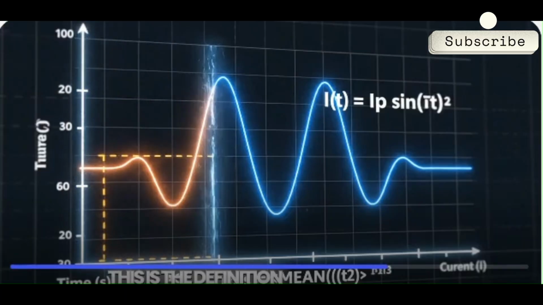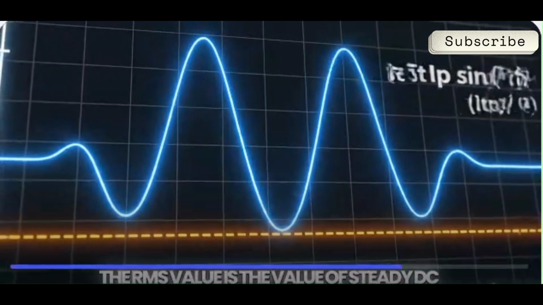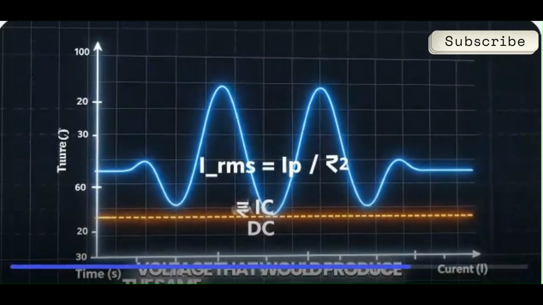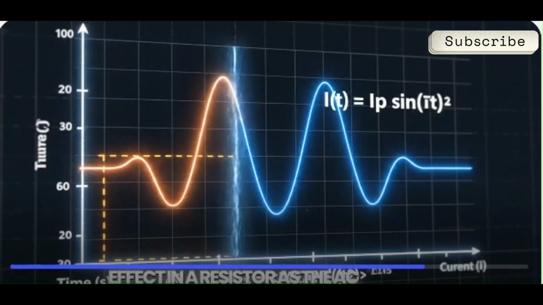This is the definition you must know. The RMS value is the value of steady DC voltage that would produce the same average power heating effect in a resistor as the AC source.